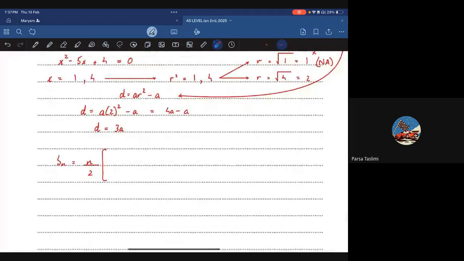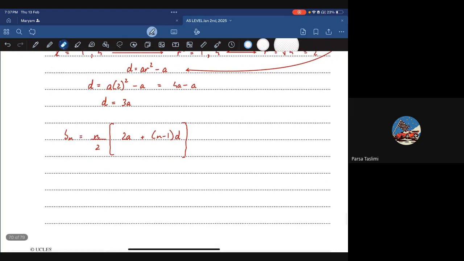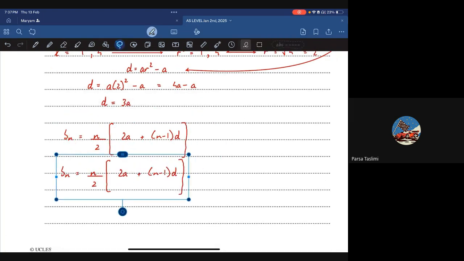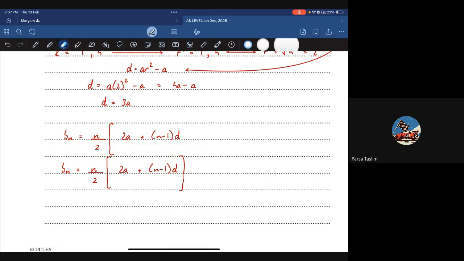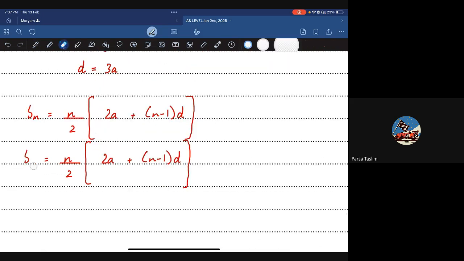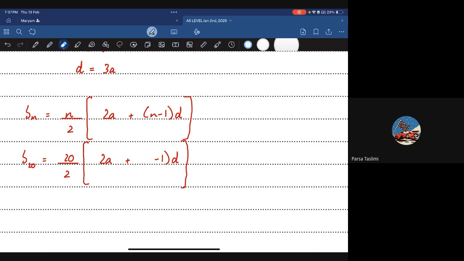All right. So it's going to be N over 2, 2A plus N minus 1 times D, which is going to be equal to, if you're going to use the exact same thing, N is going to be 22, A is going to be A, and D is now equal to 3A.